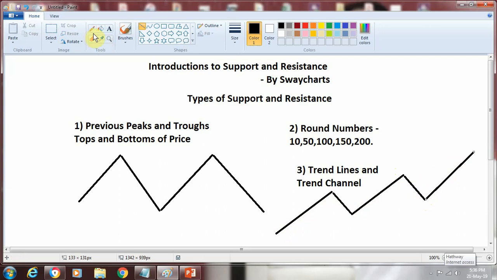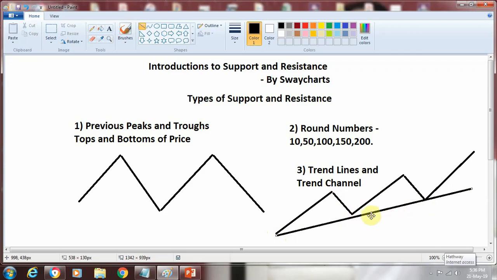But if I have to draw a line which is something like this, you might see that it is taking support here, here and here. So this is nothing but an angular support line, or in technical terms a trend line, right?